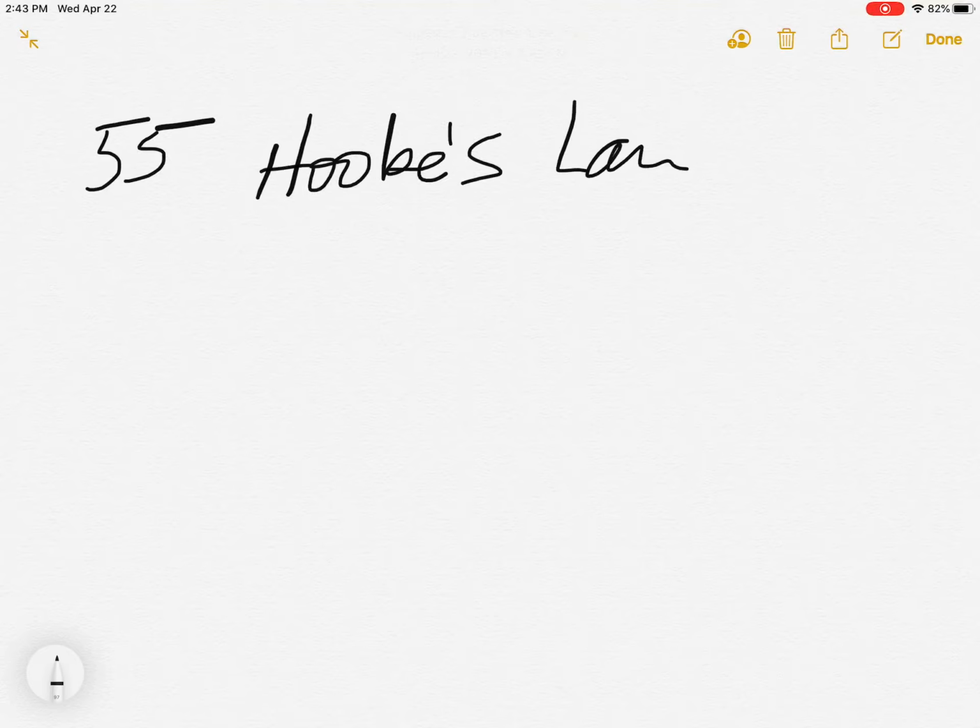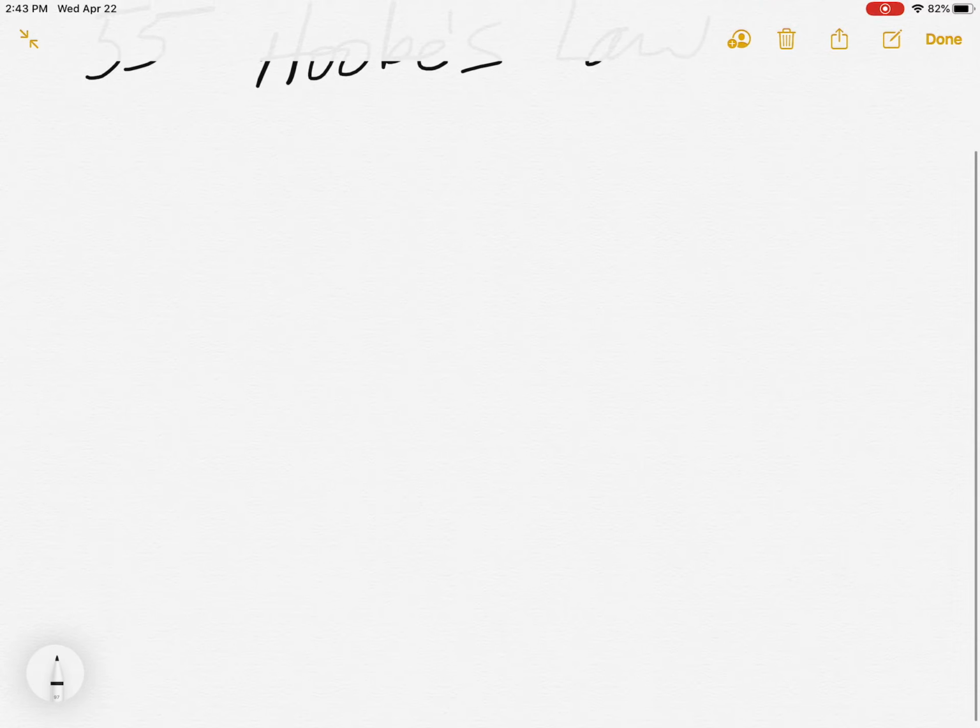Okay, number 55, Hooke's Law questions. Essentially, when you're doing spring questions or any force questions, remember the process is your free body diagram and your net forces. And now we just have another force that we can put into the mix, Hooke's Law, right? So now we have gravity, we have friction, we have Hooke's Law, and so on.